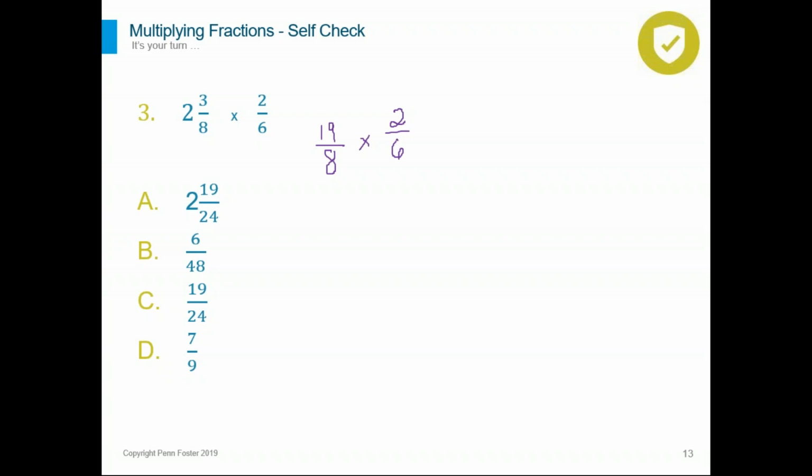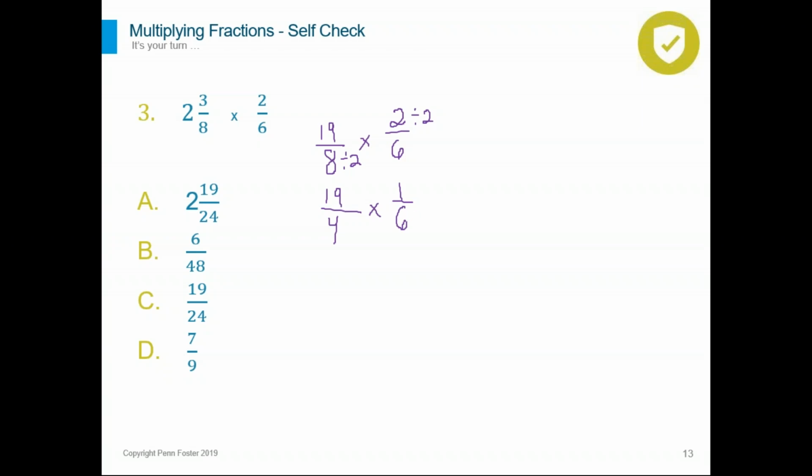Now we ask ourselves, are we able to eliminate any common factors between a numerator and a denominator? We can eliminate the 2 over 2. You can do over 2 here and over 2, the 6 over 2, it's up to you. It'll give you the same answer. So let's rewrite the problem. 19 is as is. 8 over 2 is 4 times 1, because 2 over 2 is a 1, over 6.